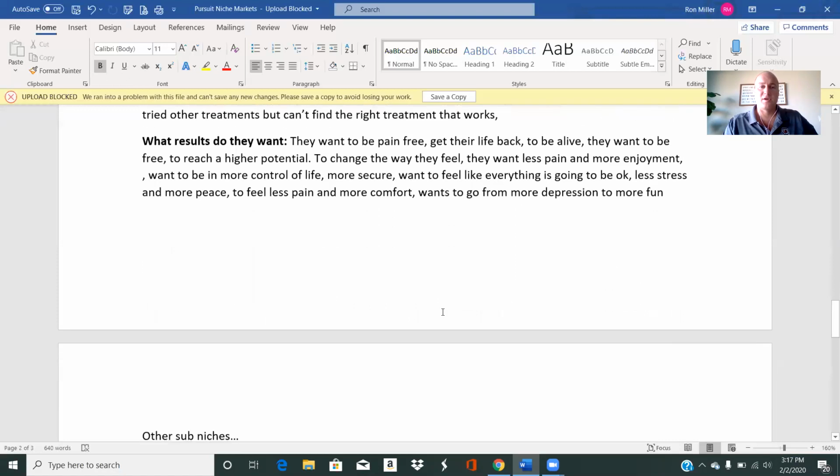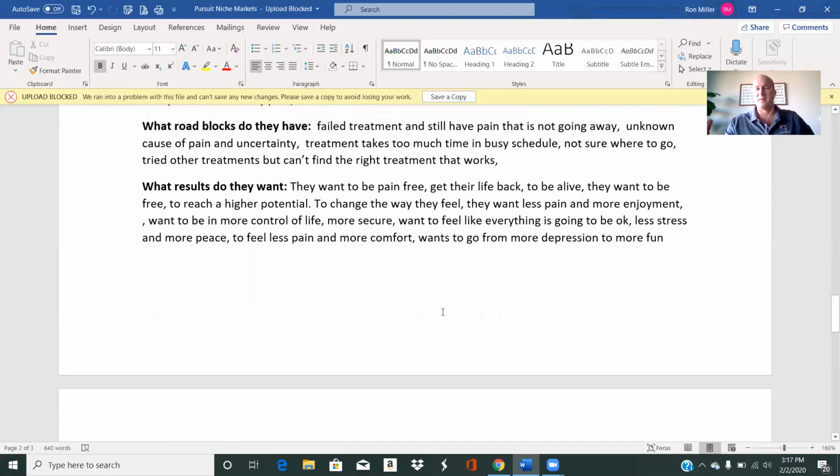So what results do they want? Everyone wants to get pain-free. Let's just assume that one's there. But what results do they really want? They want to get their life back. They want to be alive. They want to be free. They want to reach a higher potential. They want to change the way they feel. They want less pain and more enjoyment.